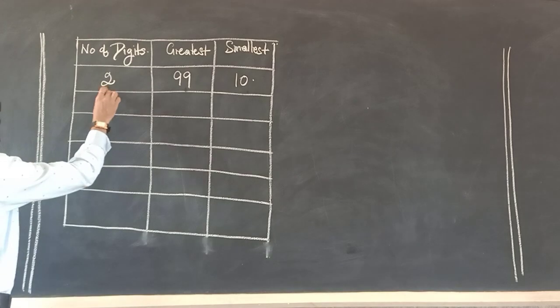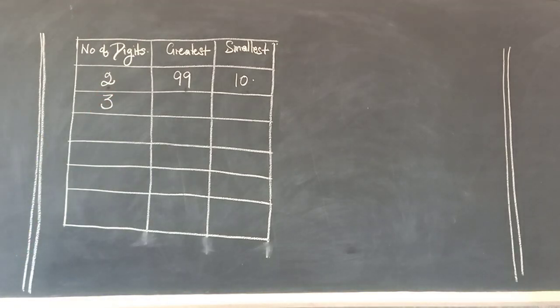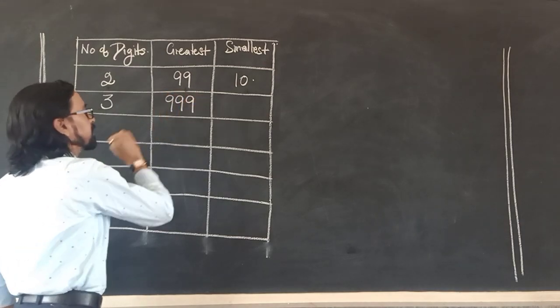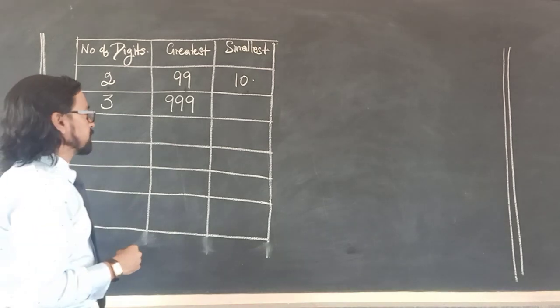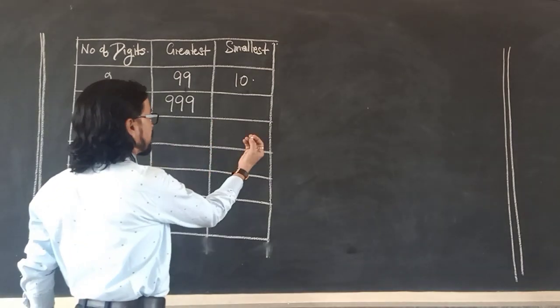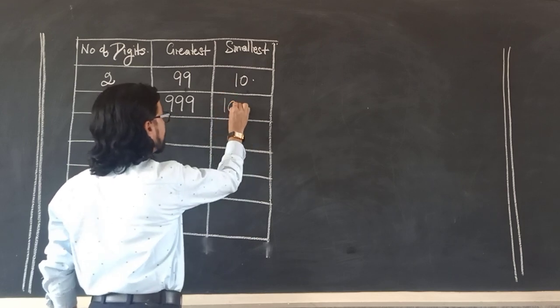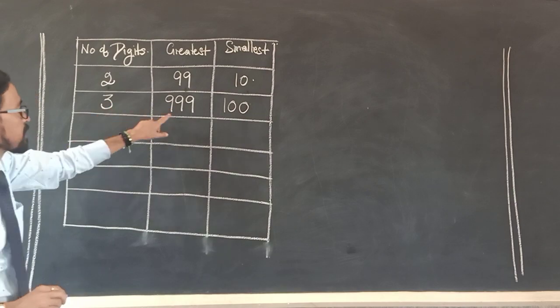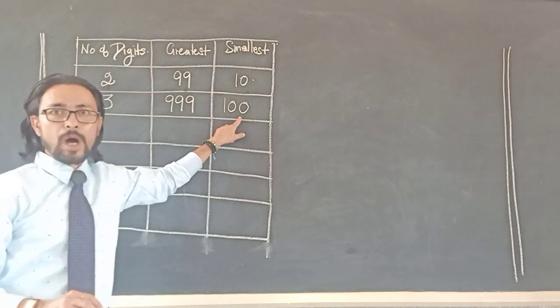Let's go to the next one. Number of digits, 3. The largest 3-digit number is 999. 9 is taken 3 times. And the smallest, I cannot again start my number with a 0, so I put 1, but 0 can come immediately after it and it becomes 100. So the greatest 3-digit number is 999 and the smallest 3-digit number is 100.